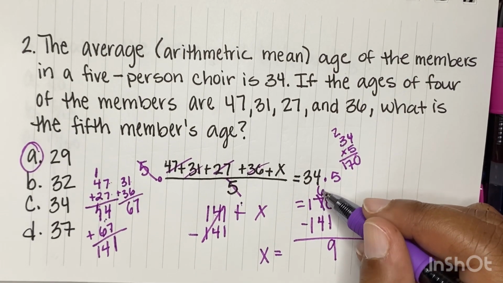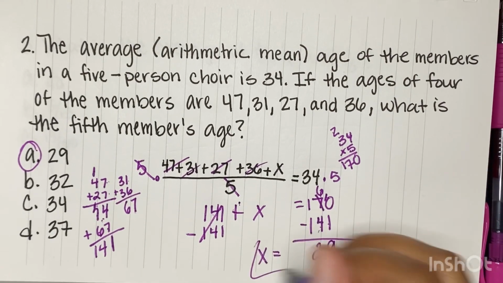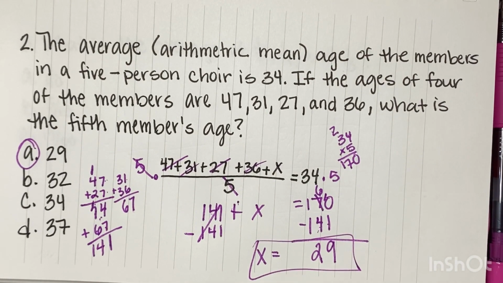So 6 minus 4 is 2. Okay, so that's our answer, 29. All right, let's catch it on the next one.